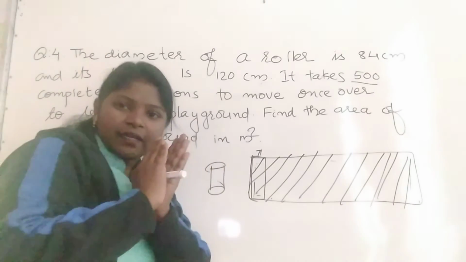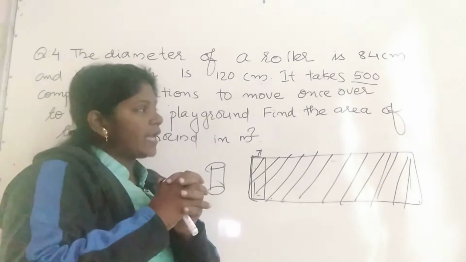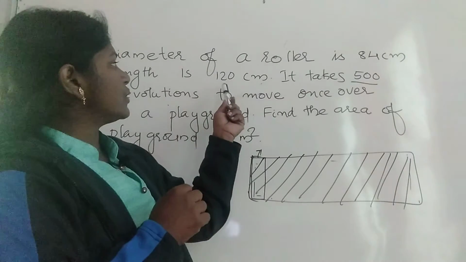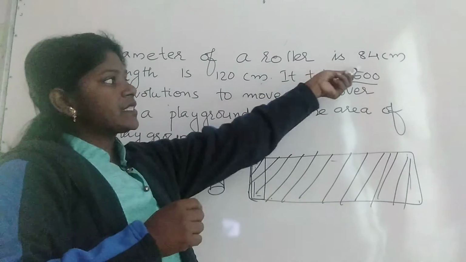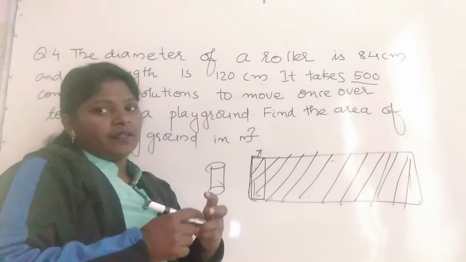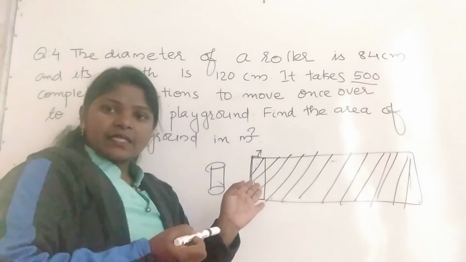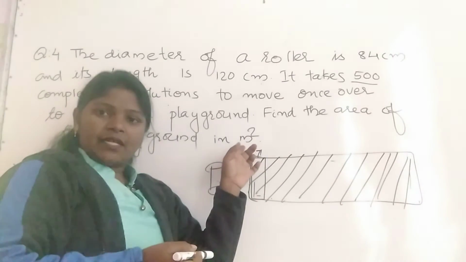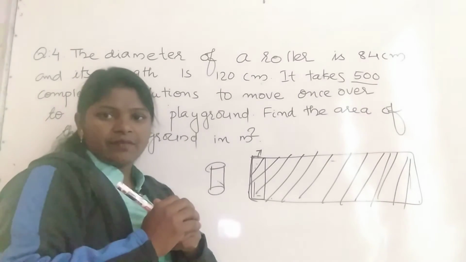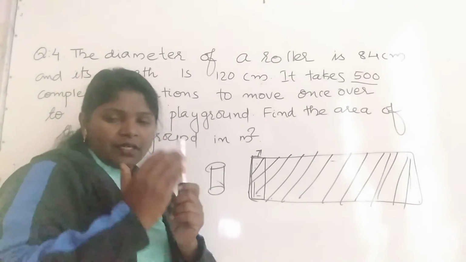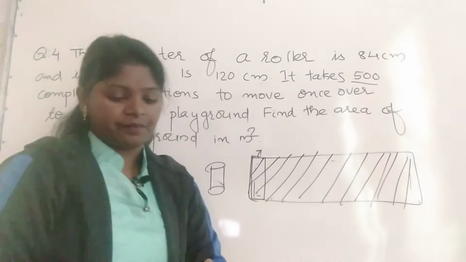So, to get that CSA, what equation can we use? We can use 2 pi rh. Here h is given: h is 120 centimeter, and the given diameter is 84 centimeter. So we can find the radius, half of the diameter. After getting the area, you should change it into meter; we know how to change centimeter into meter. Okay, shall we start? Did you understand the process that we should go through? Yes, if you could understand, then please.